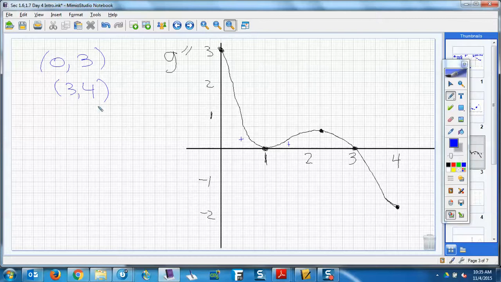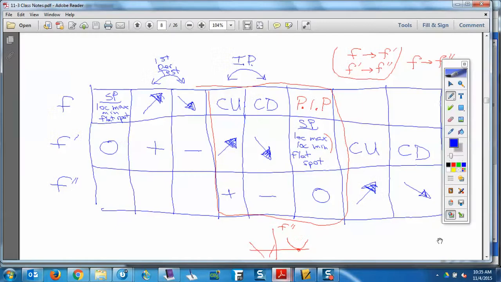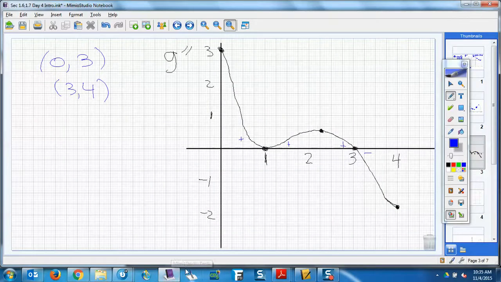Number 18, is there an inflection point at 3? Anybody? Yes, because we do have a change in concavity. G double prime goes positive to negative. Again, here it is. G double prime goes positive to negative, so G goes concave up to concave down. We have an inflection point. All right. Rank these points. G prime of 0, G prime of 1, G prime of 2, and G prime of 3.